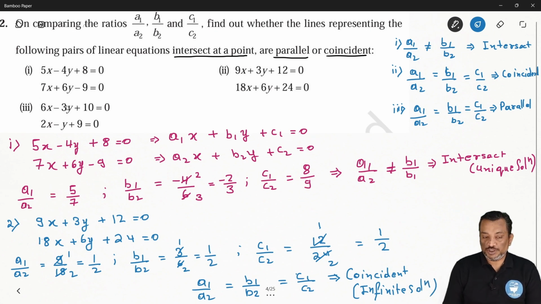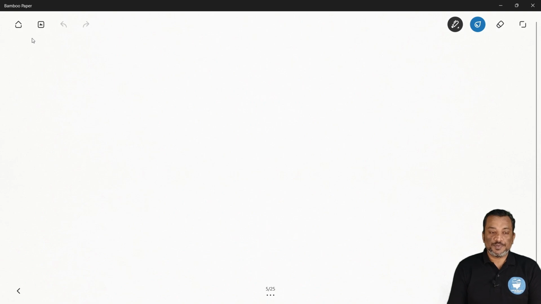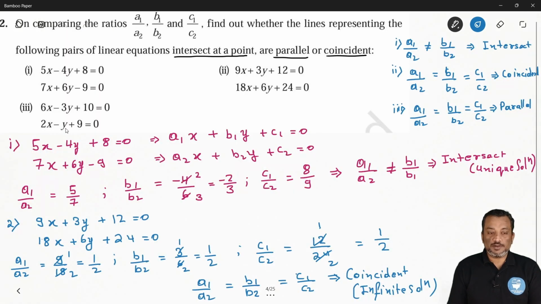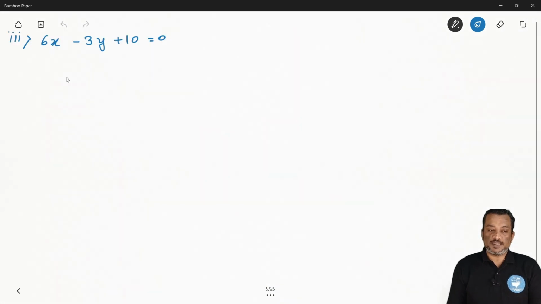अब आता है थर्ड क्वेश्चन. तो हम लोग थर्ड क्वेश्चन को नेक्स्ट पेज में सॉल्व करते हैं. तो हमारा थर्ड क्वेश्चन है 6x minus 3y plus 10. तो थर्ड का हमारा इक्वेशन है 6x minus 3y plus 10 is equal to 0. ठीक है, और सेकेंड इक्वेशन आपका जो यहाँ पे है 2x minus y plus 9. So 2x minus y plus 9, ओके, इज इक्वल टू 0.